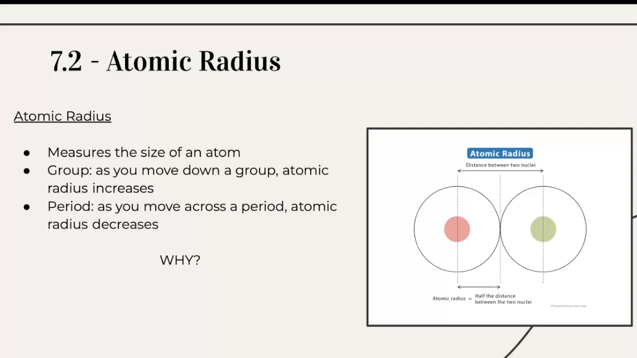So to counter this issue, we usually measure half the distance between neighboring nuclei. So you see, these are two atoms, the distance between two nuclei, and then you do half. And that's usually how we find atomic radius.